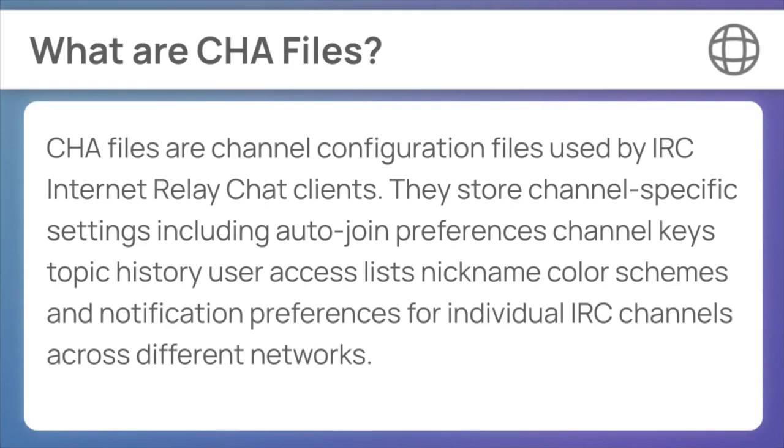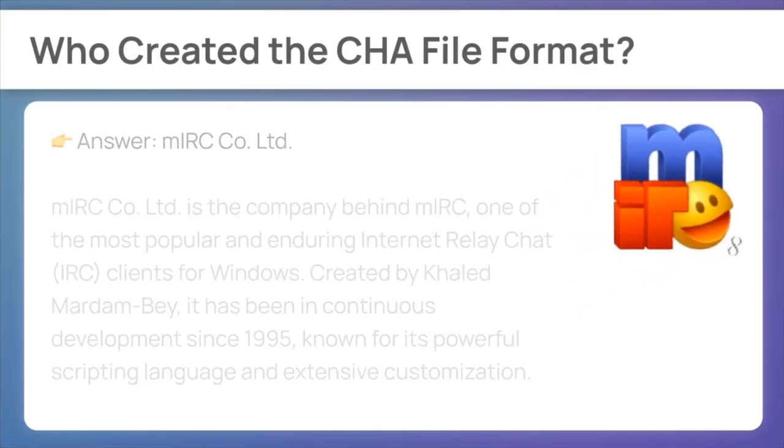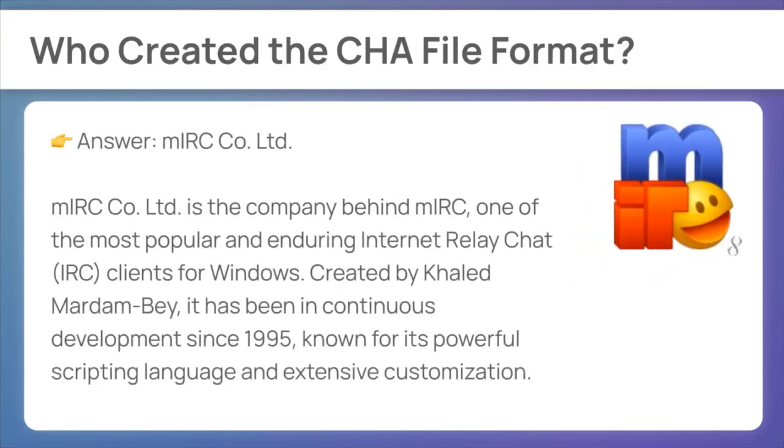CHA files are channel configuration files used by IRC Internet Relay Chat clients. They store channel-specific settings including auto-join preferences, channel keys, topic history, user access lists, nickname color schemes, and notification preferences for individual IRC channels across different networks.